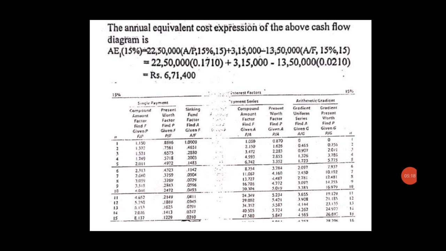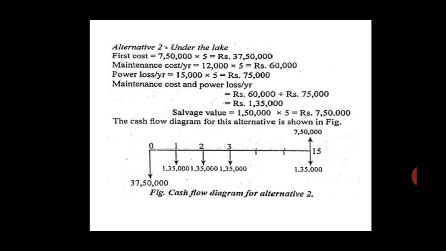So by calculating for 15 years, n is equal to 15 years and the interest rate is 15%, we get the annual equivalent value as 6,71,000 for the first proposal. Okay, that is around the lake.